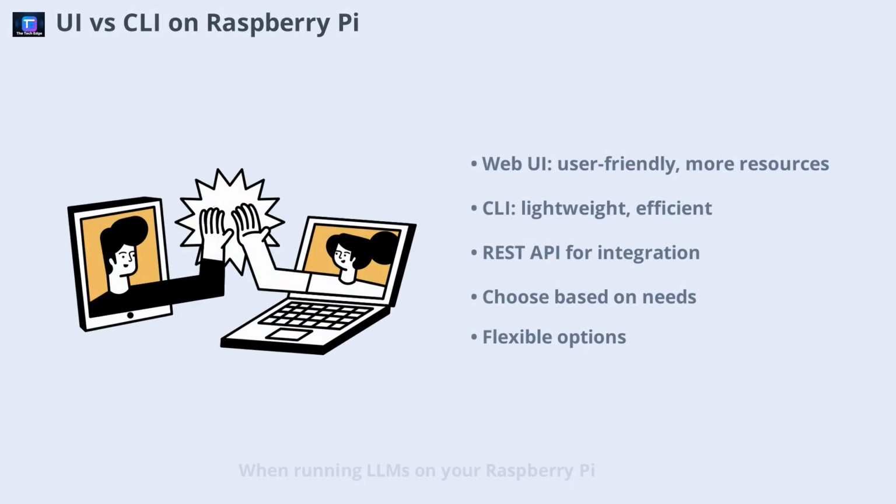When running LLMs on your Raspberry Pi, you have a choice between using a web interface or the command line. Web interfaces like OpenWebUI are user-friendly and great for dashboards or multiple users. However, the command line interface, CLI, is often faster and uses less memory, perfect for lightweight projects. For more advanced setups, you can expose a REST API using frameworks like FastAPI or Flask, enabling remote access and integration with other tools. Choose the interface that best fits your workflow and resource constraints.